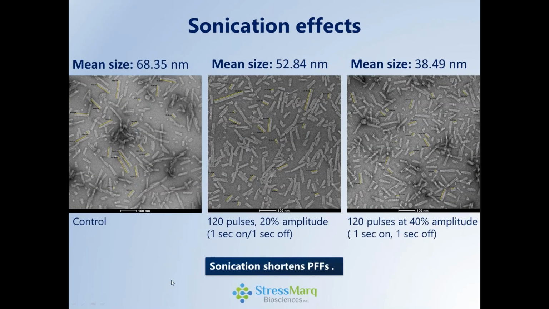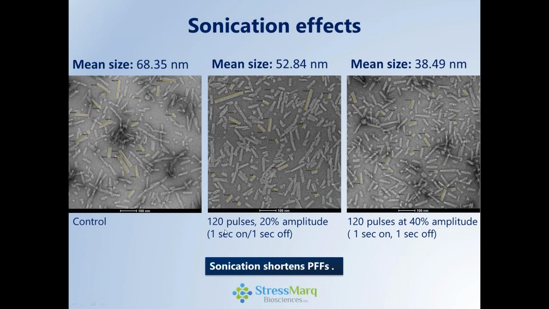So does sonication create a single-phase system? Well, we set out to have a look at this. Here are some micrographs that are representative of a variety of different levels of sonication on preformed fibrils. On the left-hand side, you can see a control where the mean size is just under 70 nanometers in length of these preformed fibrils.